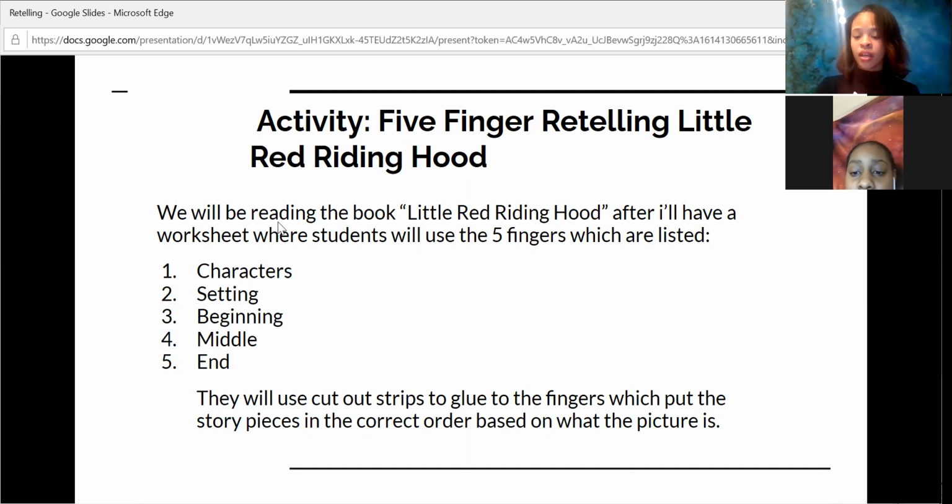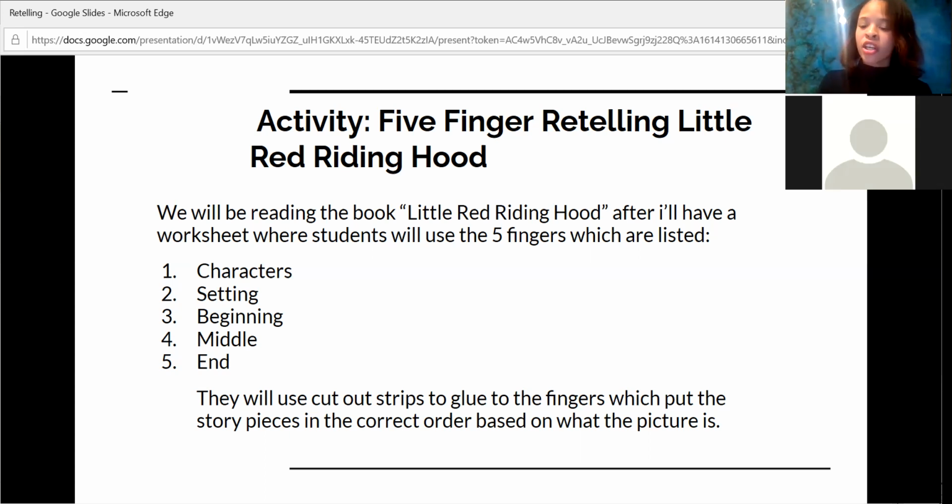Turned off my camera. You have to click on, it should be in the left corner, like it should say mute audio and then also audio. Mm-hmm. Turn it off for you. I'll turn it off for you.